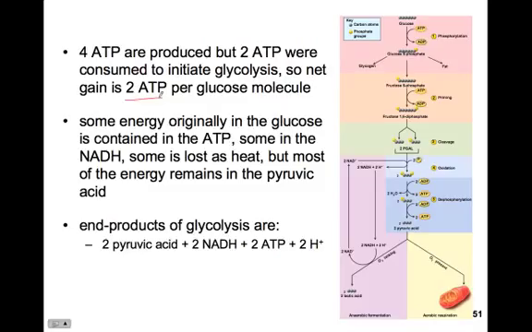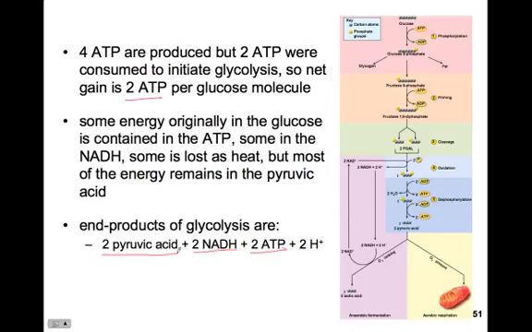So we have a net of 2 ATP from glycolysis. And then some energy from the original glucose is contained in ATP, and some in NADH as electrons and hydrogens that are very excited. So we have 2 NADHs that were produced, and those we'll see later. They'll release their energy elsewhere to create ATP. We had a net of 2 ATP, and we had 2 pyruvic acid. So we didn't lose any carbons in the process of glycolysis because these 2 pyruvic acid are 2 3-carbon compounds.